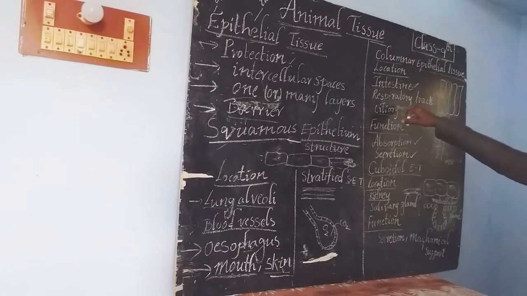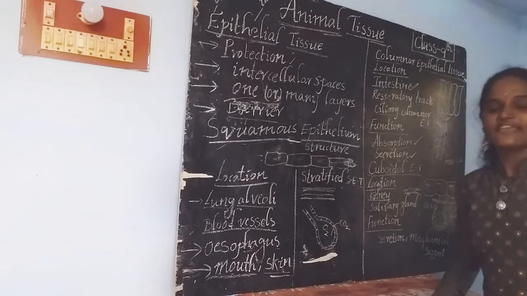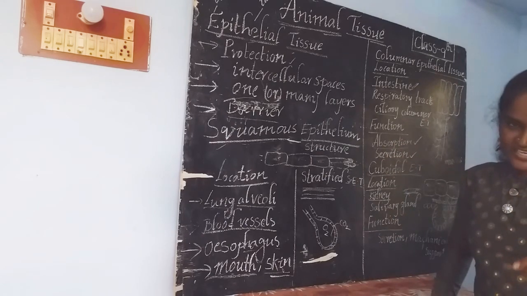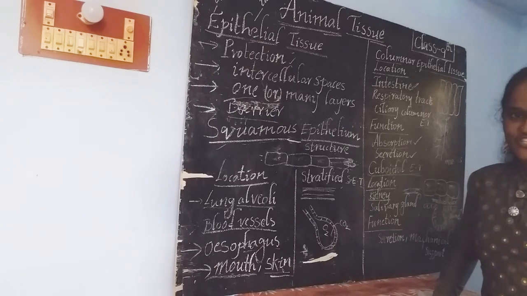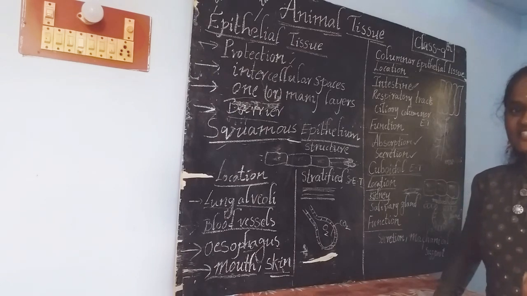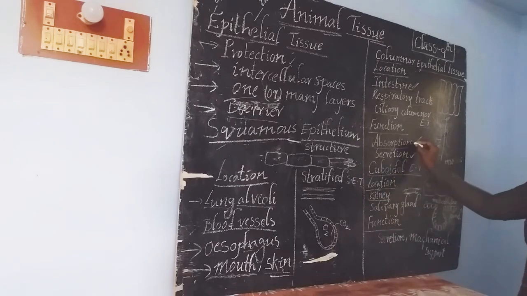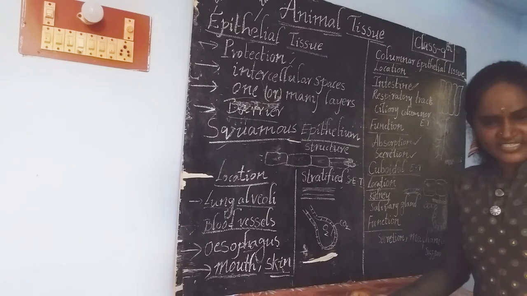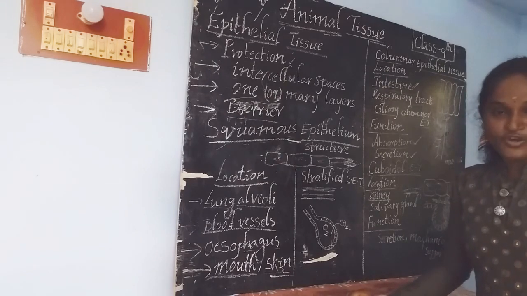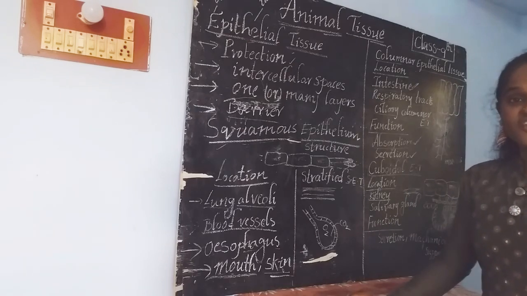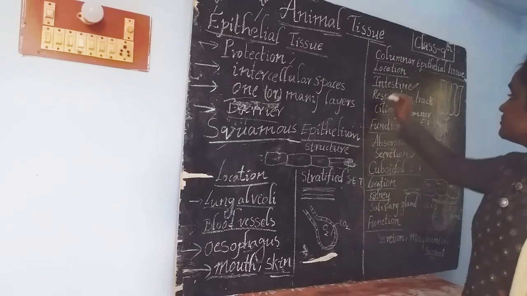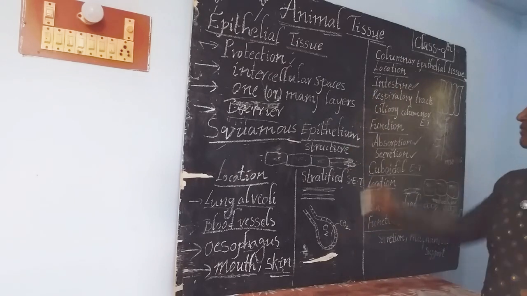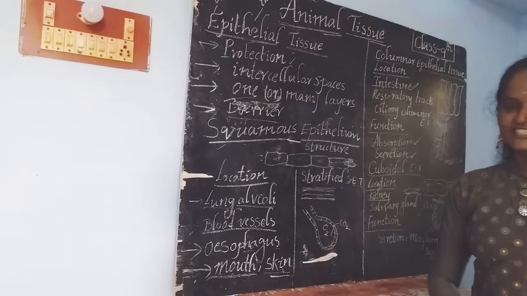Then what is the main function of this columnar epithelial tissue? It is involved in two functions: absorption and secretion. If we talk about absorption, what is the main function of the small intestine? Absorption of nutrients. The food may contain many nutrients, and those nutrients will be absorbed by the intestine. That is done by columnar epithelial tissue.